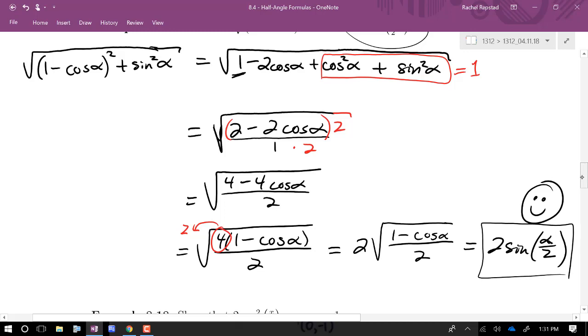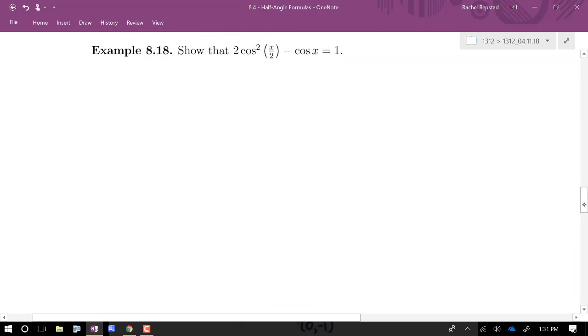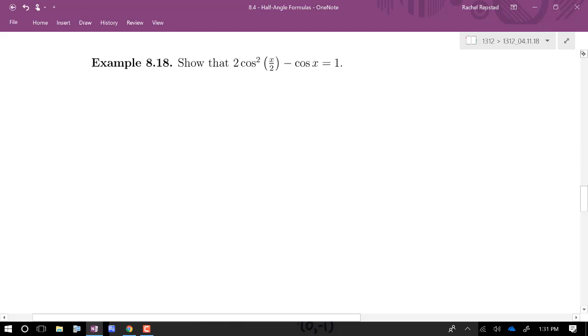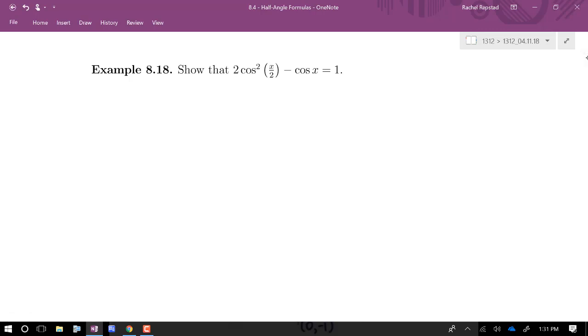More? Sure. All right, we want to show that this is equal to 1. Where do we begin?